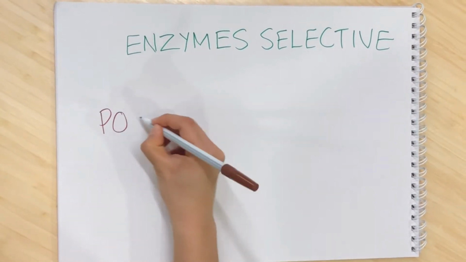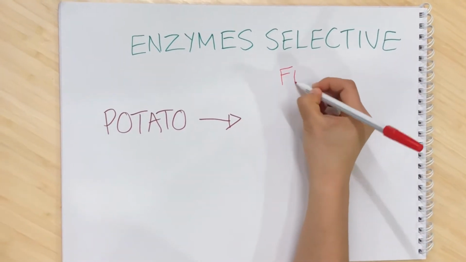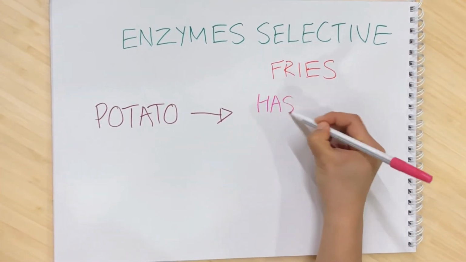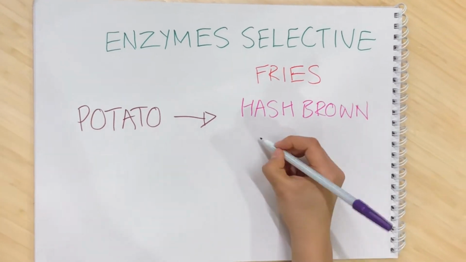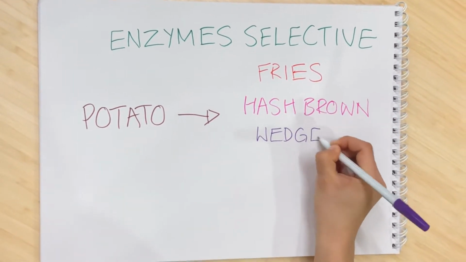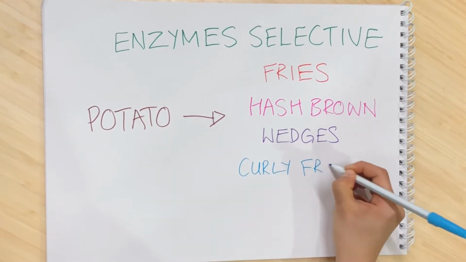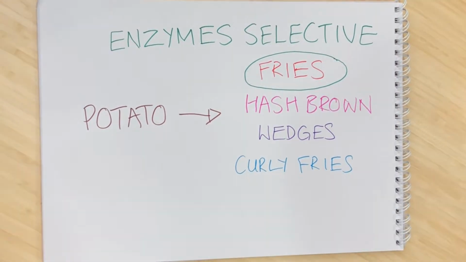To explain selectivity, imagine you have a potato. It can be transformed into different forms such as French fries, hash browns, wedges, and curly fries. If you are trying to make French fries, but you end up producing the other forms as well, then this process is said to be unselective. The biocatalysis process of making aspartame is selective, as the main product produced is your desired product, your French fries, so to speak.